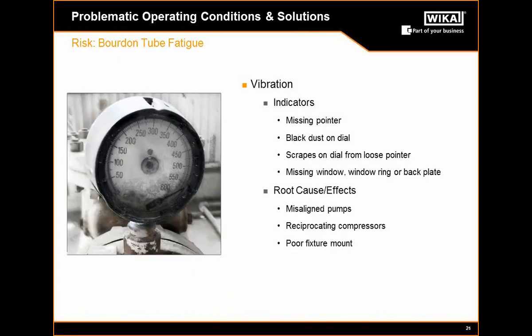The second type of risk to Bourdon tube fatigue is vibration. This can be indicated by a missing pointer, oftentimes black dust being all over the dial, or as the dial comes loose, it will scrape against the pointer. Oftentimes you find this around rotating equipment: misaligned pumps, reciprocating compressors, or anywhere that you have a poor fixture mount for that gauge such that it's receiving vibration from the surrounding equipment.